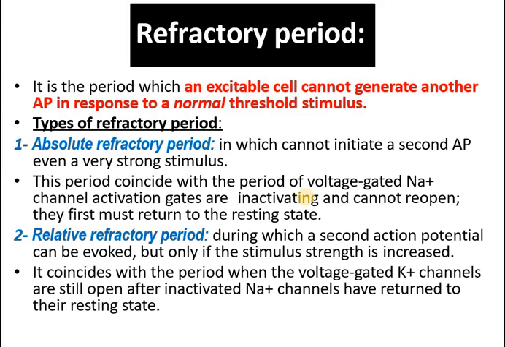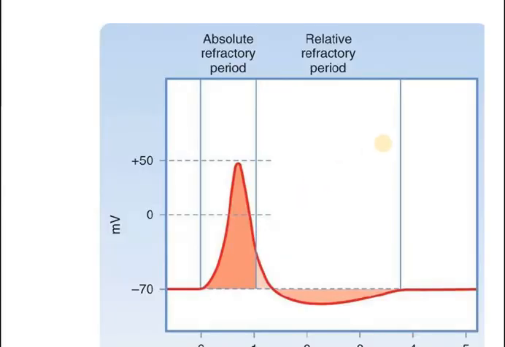So we have absolute refractory period and relative refractory period. If you want to stimulate a nerve again at that time, you have to give a stimulus with intensity more than the previous one. So this is the graph of absolute refractory period and relative refractory period.